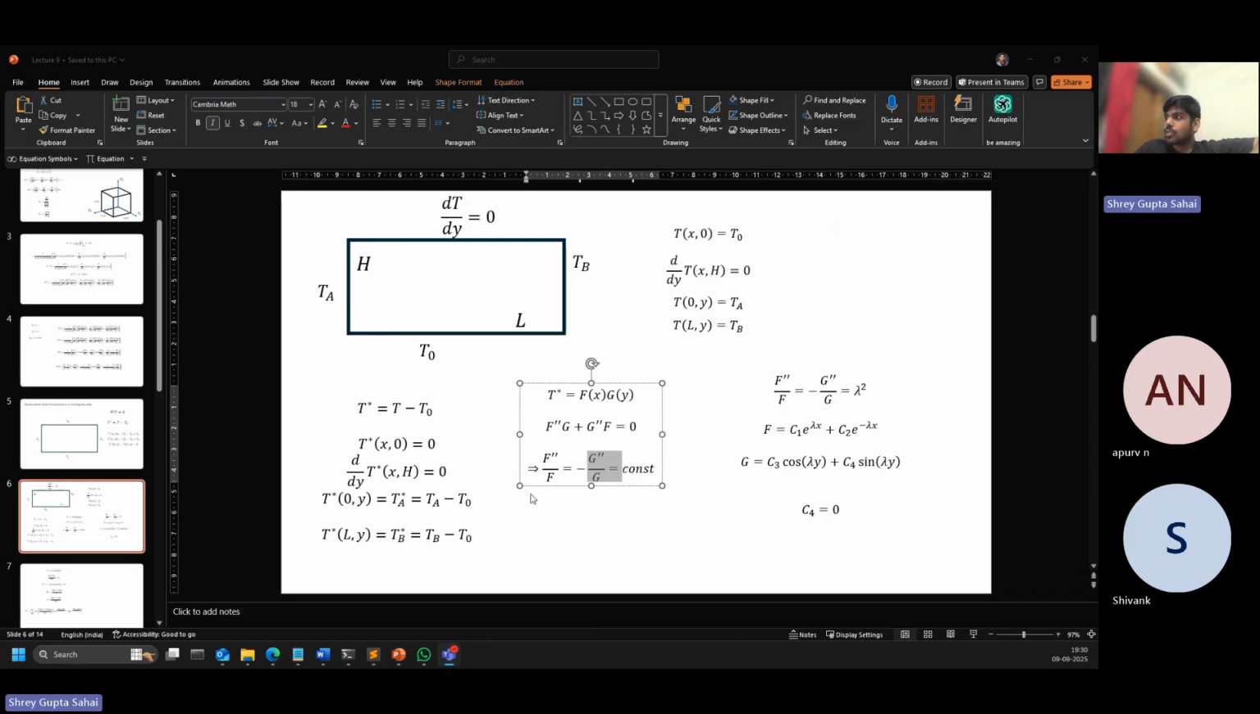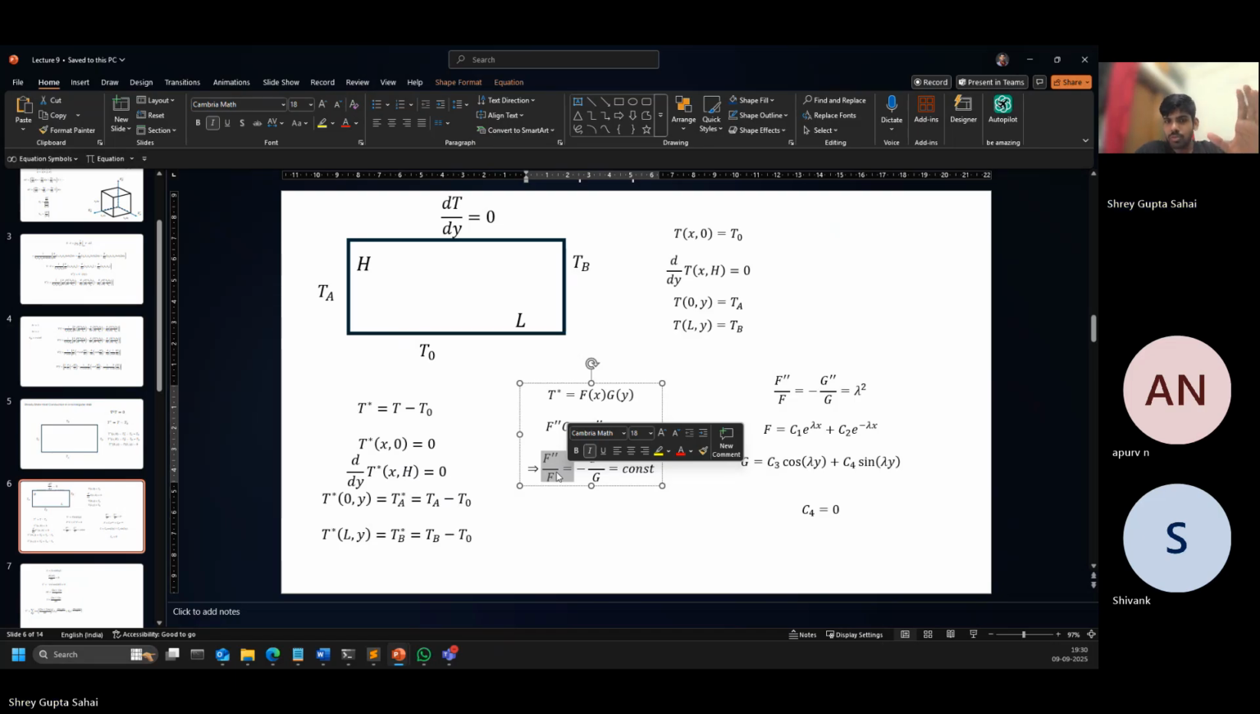My simple question is, do you have any function in mind whose double derivative is proportional to its original function? The simple answer is sine, sinusoidal or cosine functions. Did you get any idea of that? You know that, right? The double derivative of sine is proportional to sine.